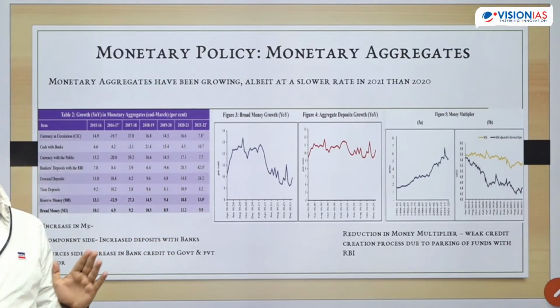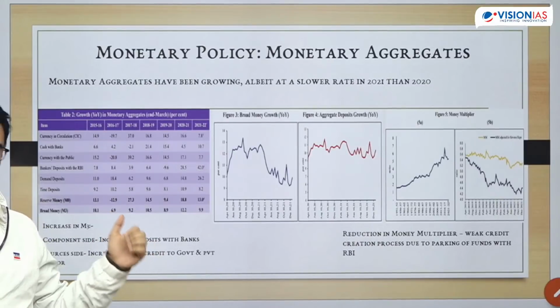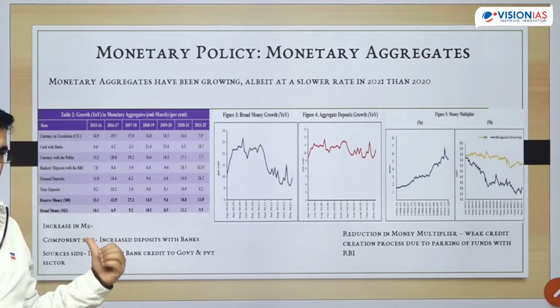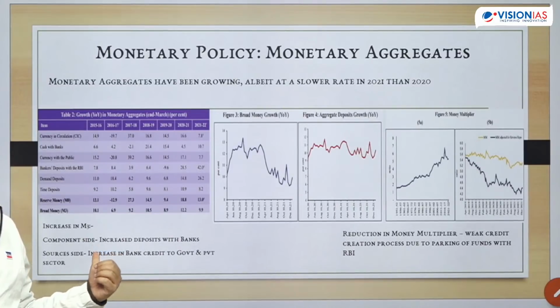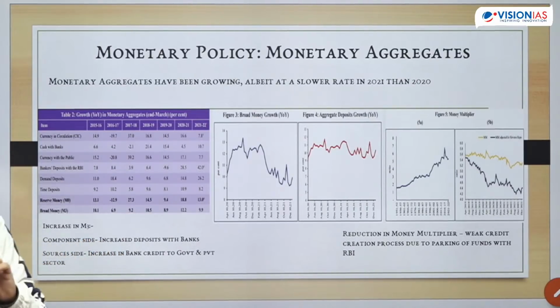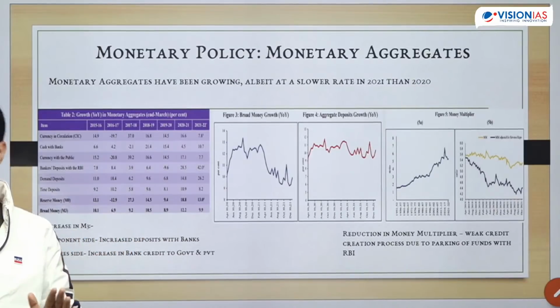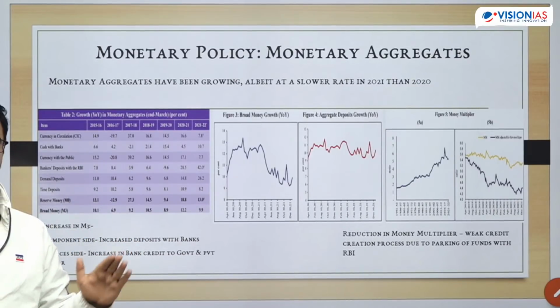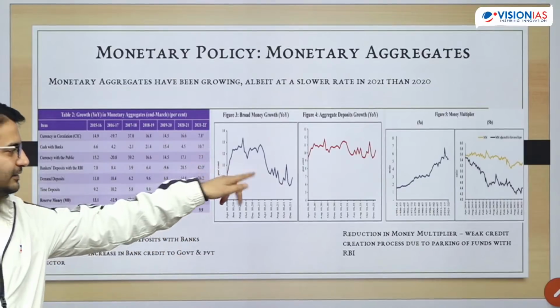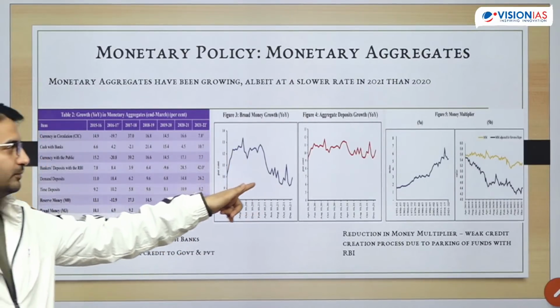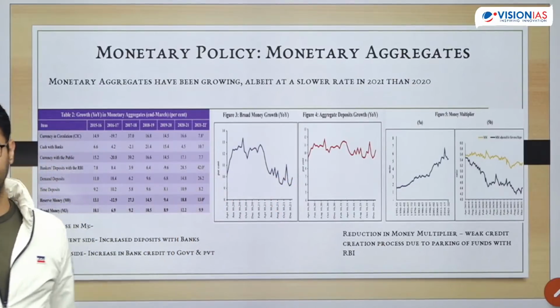There has been an increase in money supply. Number one, RBI has been printing more money. Number two, the total amount of money present in the economy, that is M3, has been increasing. There has been an increase in monetary aggregates, but at a lower pace than last year. Last year their pace of increase was higher, this year their pace of increase is lower. This is broad money growth. I hope this is clear to everybody.